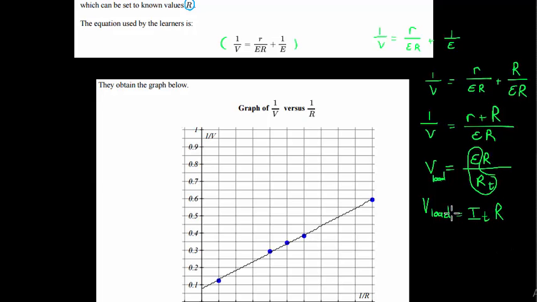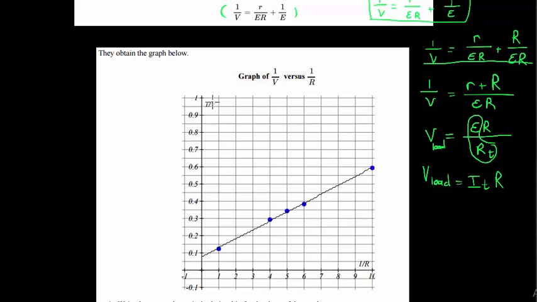And that is basically where they get this from. They've expanded this in a different way, and the reason why they do that is because what they actually want to plot against each other is 1 over volts and 1 over resistance.